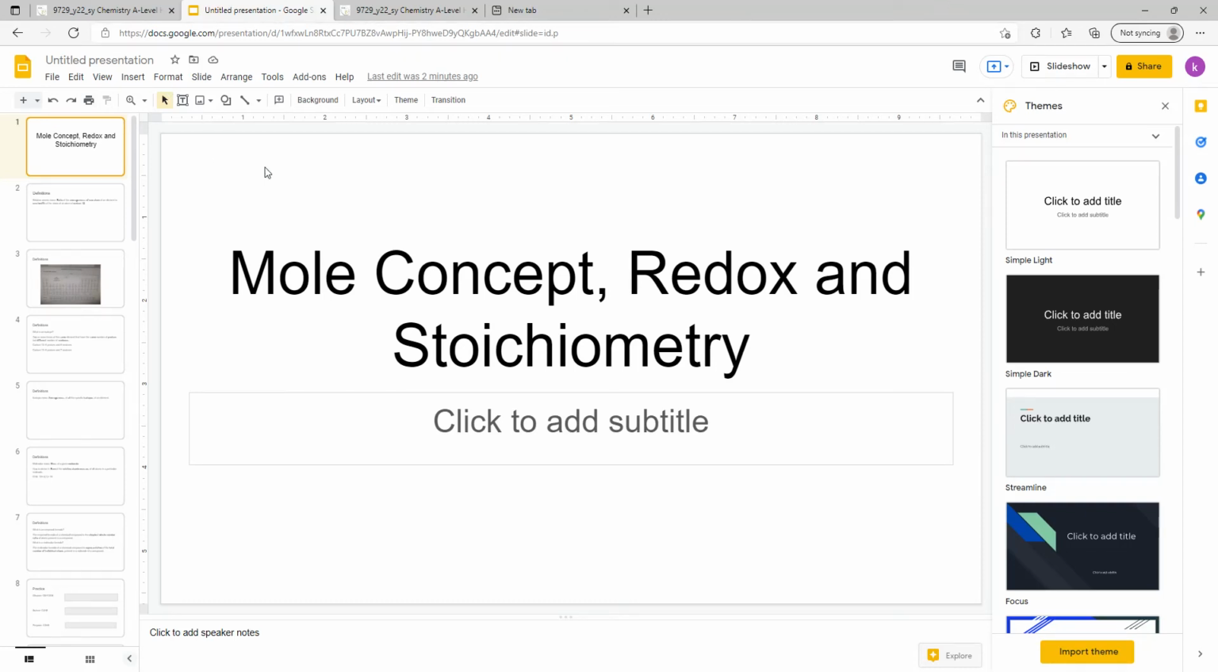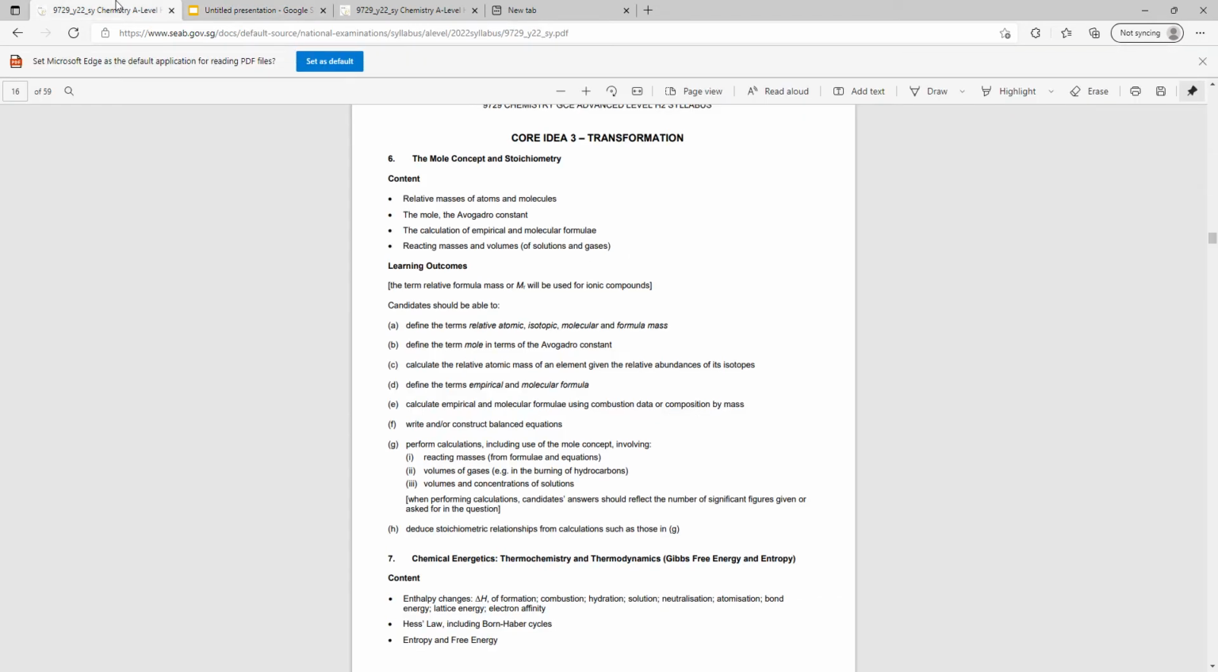Hello everyone, today we'll be taking a look at the mole concept, redox and some stoichiometry for the GCE A-level syllabus. So before we dive into the content, it'll be good for us to take a look at some of the learning outcomes that we should know about in order to excel in the exams.